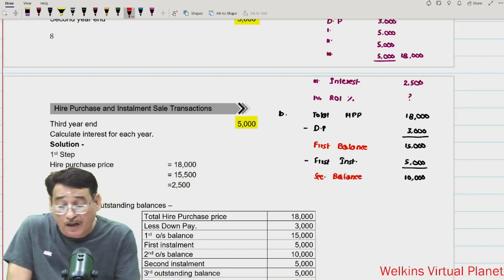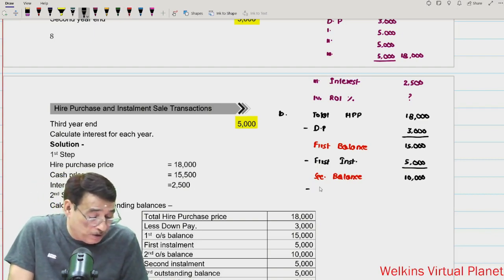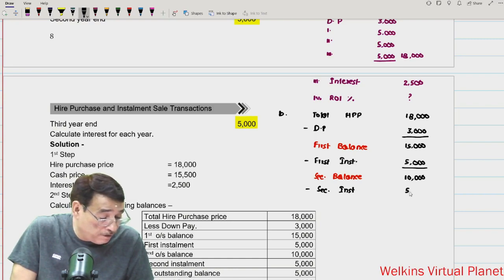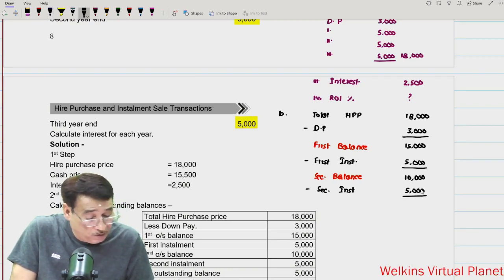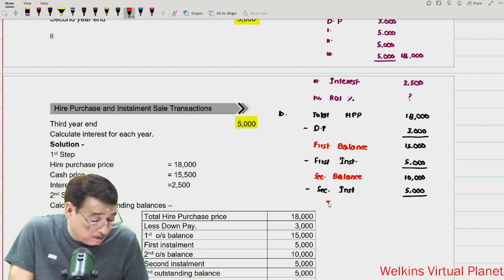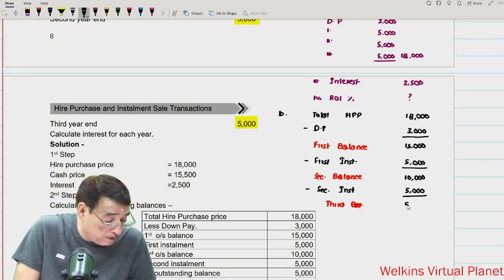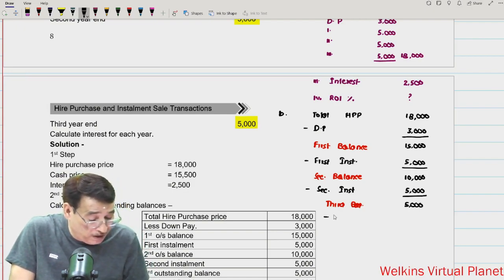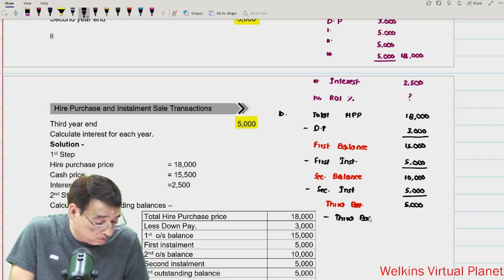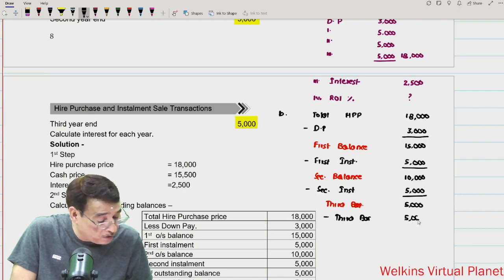Second balance. Again, this one is pretty boring, but can't help it. Then you simply write the second installment. Your second installment is also 5,000. Then you are left with the third balance. The third balance is 5,000. And then finally, you subtract the third installment of 5,000. So now nothing is left. Correct?